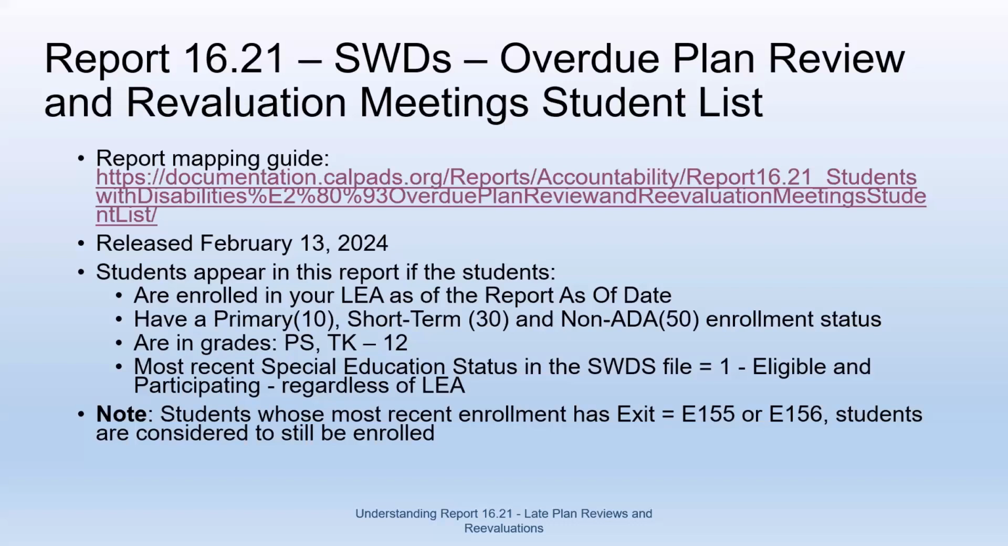You should also note that any students that were exited with an E155 or an E156 enrollment exit in CALPADS will appear on this report, and we're going to talk about that in a little more detail. E155 and E156 are enrollment exits that give CALPADS and the state an indication that the student was expected to return the following academic year. And so therefore, we have them on these monitoring reports because your LEA is technically still on the hook for them unless they transfer out of your district. E155 and E156 tell us that the student is expected to return.